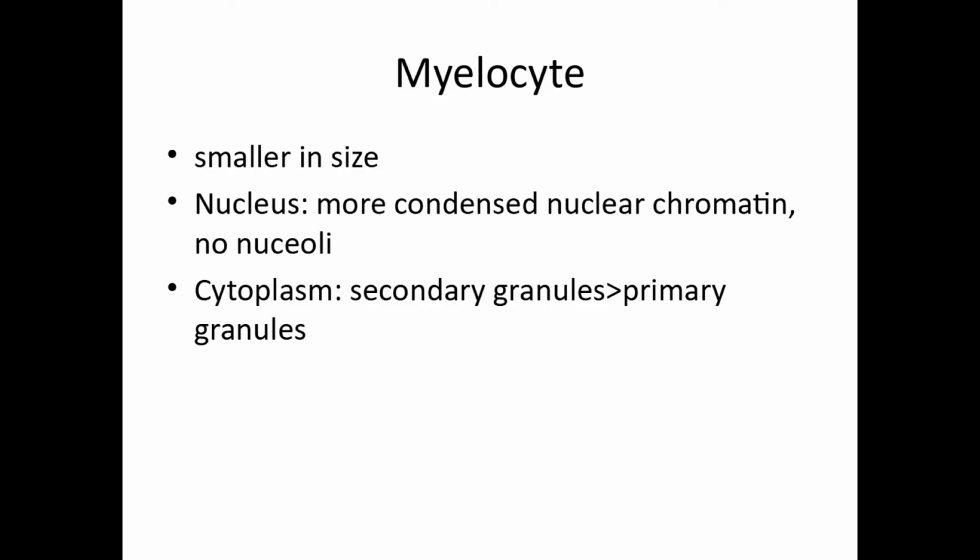Next in the lineage is a myelocyte, which is smaller in size than both myeloblast and promyelocyte. The nucleus has somewhat more condensed nuclear chromatin. However, no nucleoli are found here. And the cytoplasm has a different type of granules which outnumber the primary granules, and these are called secondary granules.